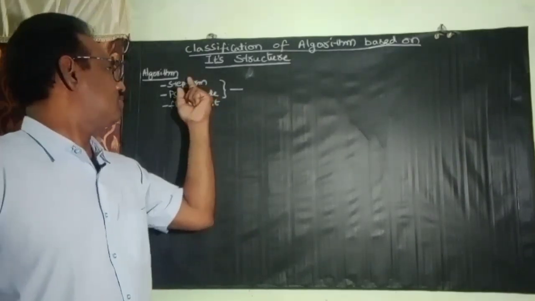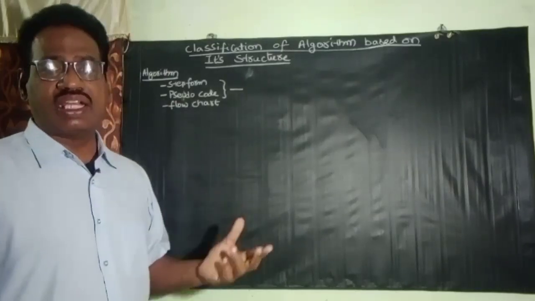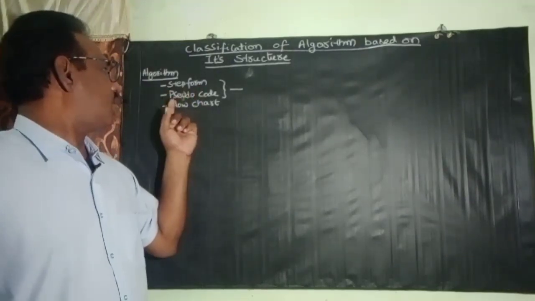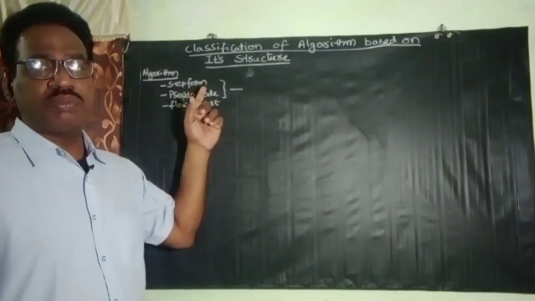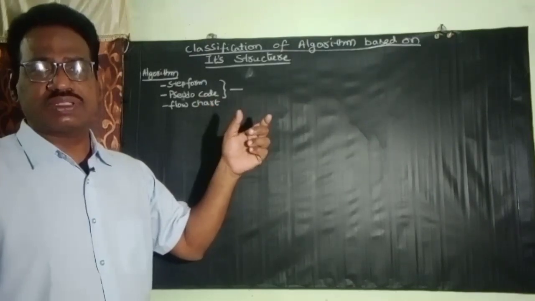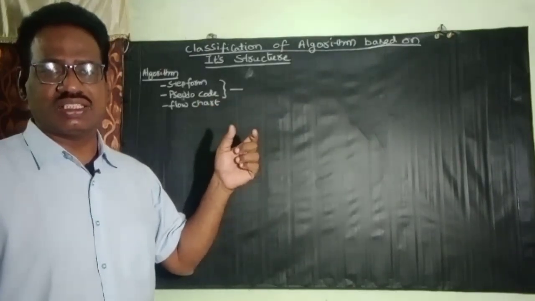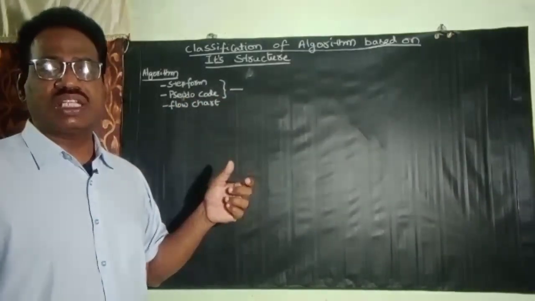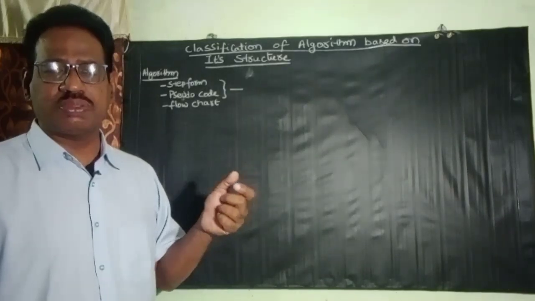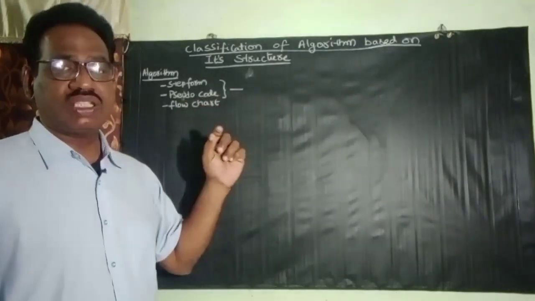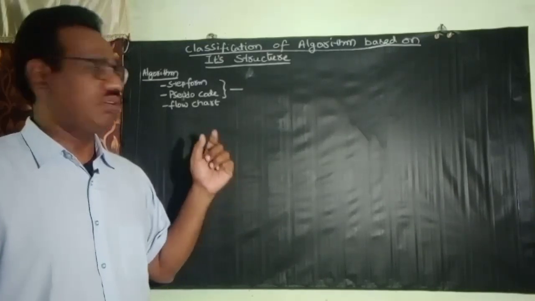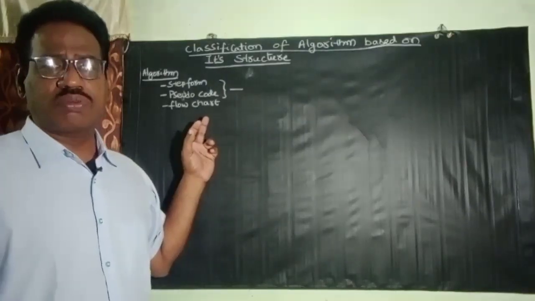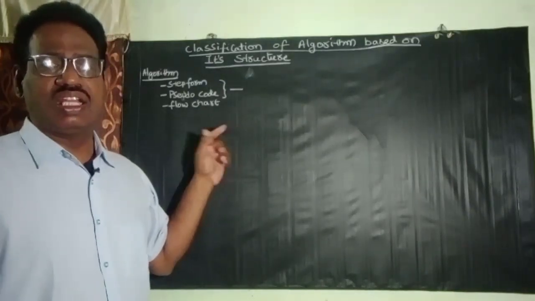By that simple definition, we can write the algorithm in three types: step form, pseudocode form, and flowchart form. Step form only gives the sequence of steps in the form of simple English sentences. In pseudocode form, instead of giving simple statements, we represent them with catchy words. For that we have given some examples. The flowchart representation we are going to discuss in the next video.